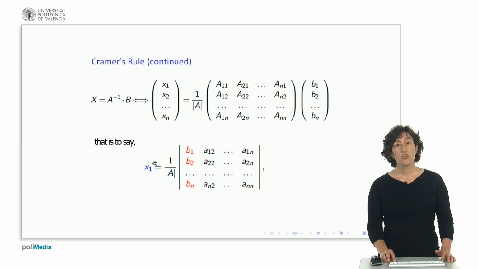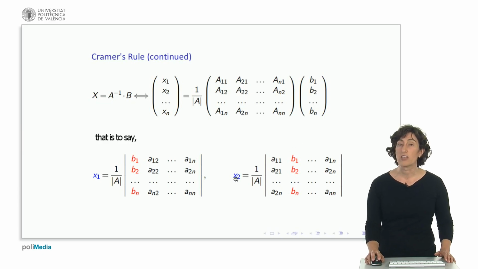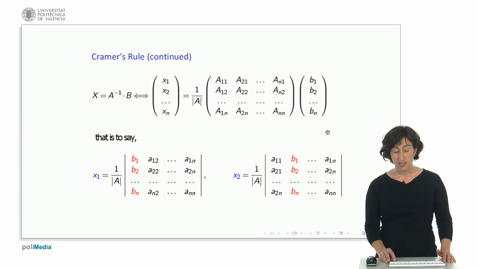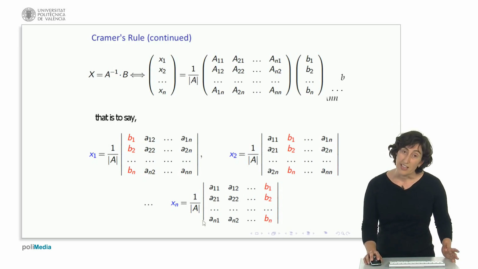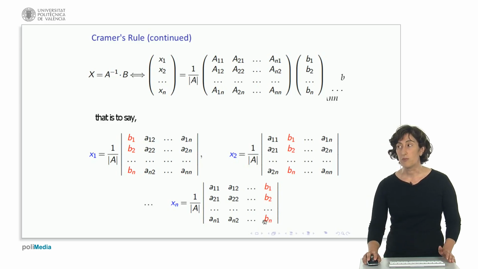How will I obtain x2? Well, in an analogous way, the determinant of A in the denominator and in the numerator, I will have the determinant of A, where I have replaced the column 2, since it is the variable 2, by the vector of independent terms. And so on, x3, the determinant of A in the denominator and in the numerator, I will replace the column 3 by the vector of independent terms, etc., until I reach the last one. Xn will be the determinant of A in the denominator, and in the numerator, I will replace the last column, the column n, by the vector of independent terms.